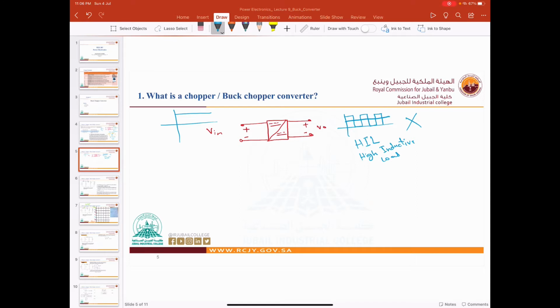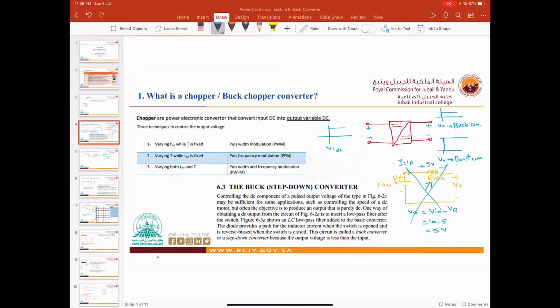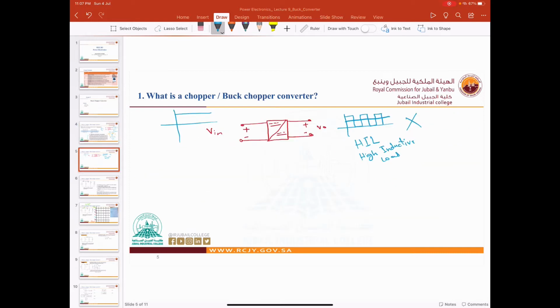Now let me just go back to the previous slide, and I want you to read this part. Read this, okay? In order to understand the buck converter, and then we can go for my explanation here. Now, after that, let me introduce, we need to think about another circuit in order to get a straight DC line, right?